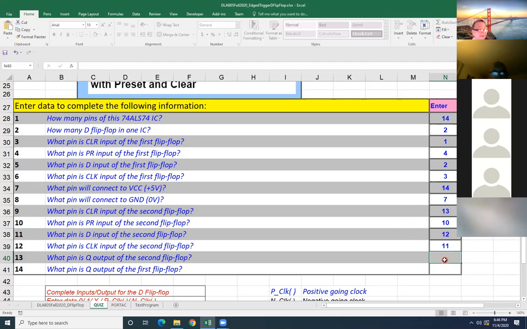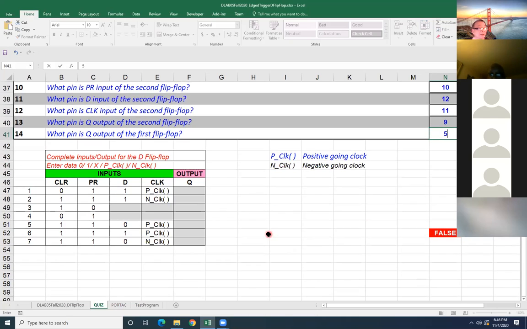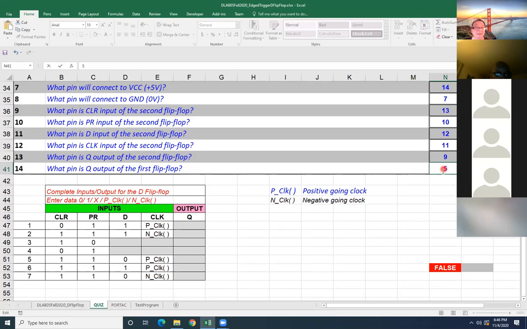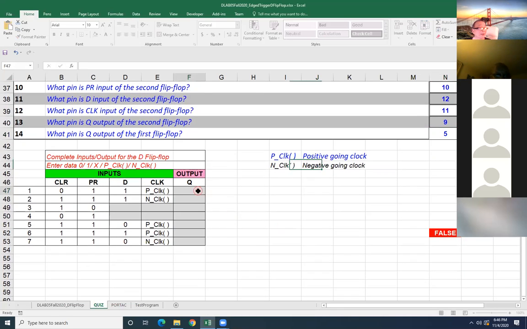Okay, the 13. 9. Yeah, 9. 5. Okay, now go up here. Is it 5 or 6? What pin? Q of the first one is 6. Let me see. No, come on. It's 5. Pin 14. That's not 5 or 6. Okay, got you. Now that one. What's the fourth one?